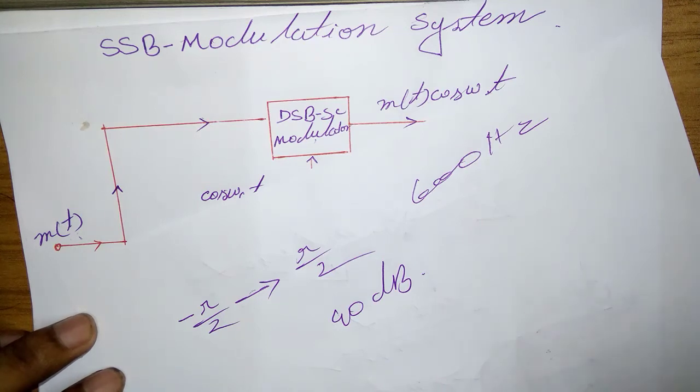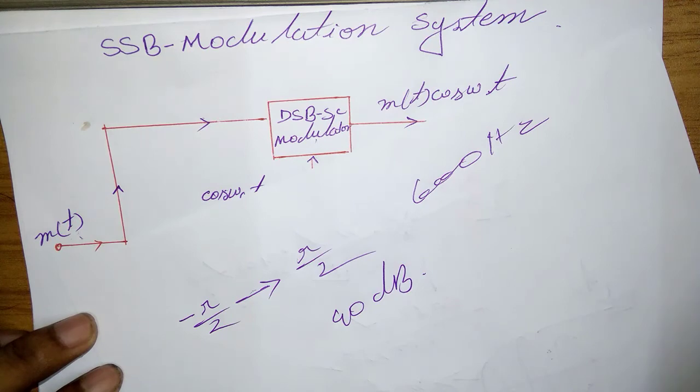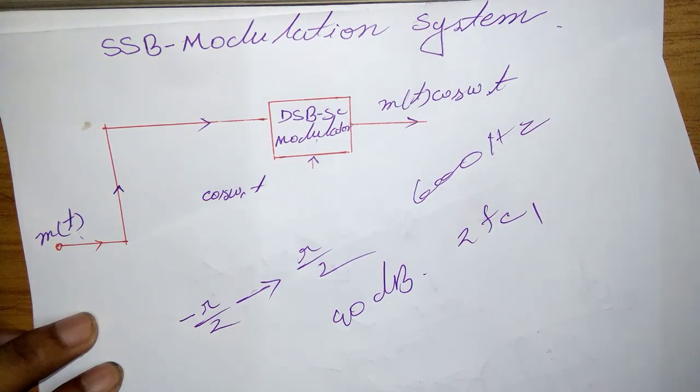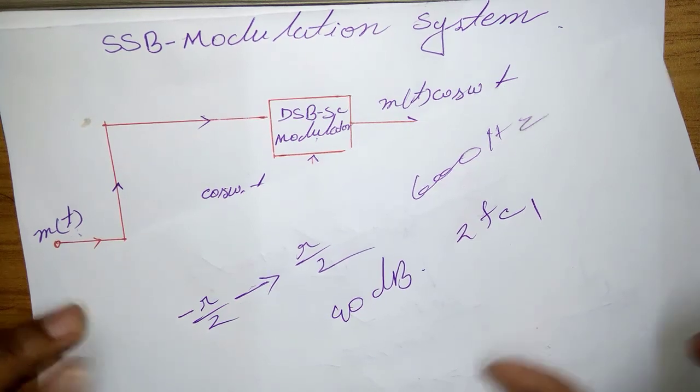I just said three methods: phase shifting, selective filtering, and the Weaver method. This Weaver method utilizes two stages of SSB amplitude modulation. First, the modulation is carried out using a smaller carrier frequency. The resulting SSB signal effectively widens the gap to 2 FC1. Clear? Now by treating the signal as a new baseband, it is possible to achieve SSB modulation at a higher carrier frequency.